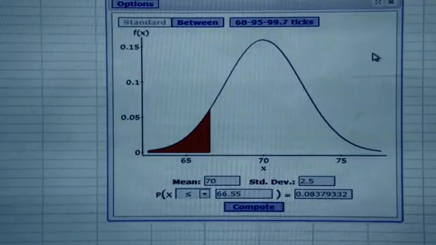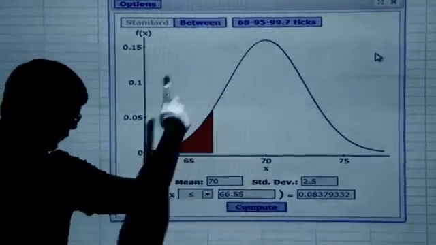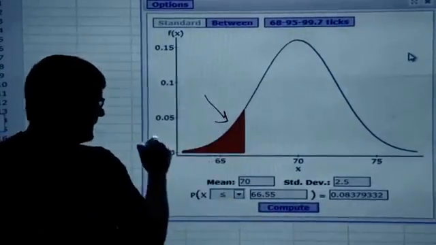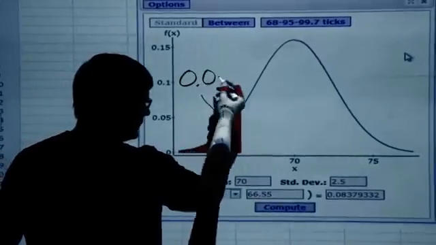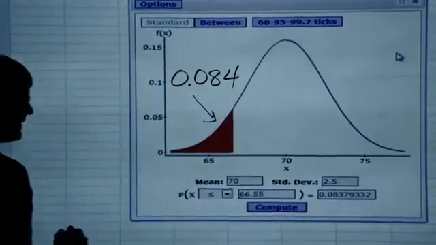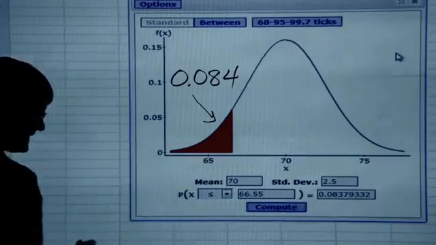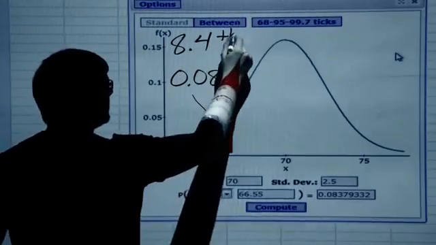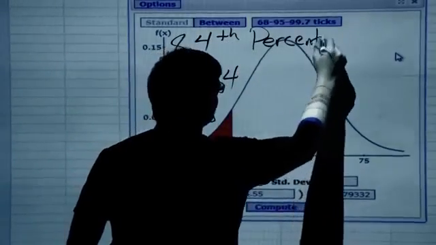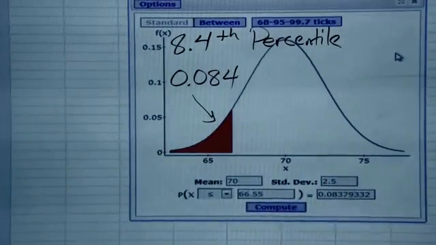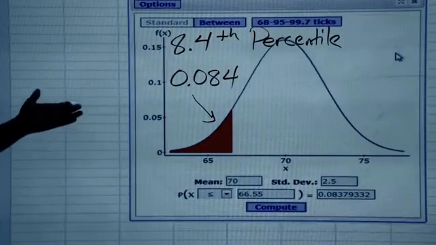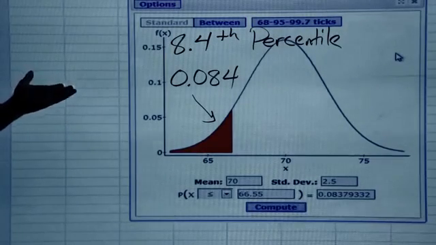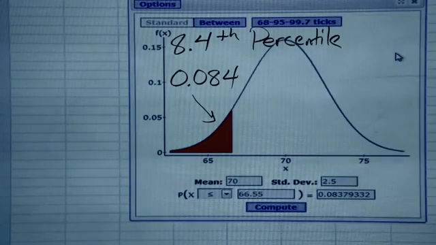Okay, so if I'm looking at the left picture that I drew, here's the normal model for heights. Probability x is less than 66.55. This shaded area is 0.084 rounded. And so that guy who is 66.55 inches tall, it's about the 8.4th percentile. So he's taller than about 8.4% of guys, and most guys are taller than him, about 91.6%. Okay, we should get the same answer.